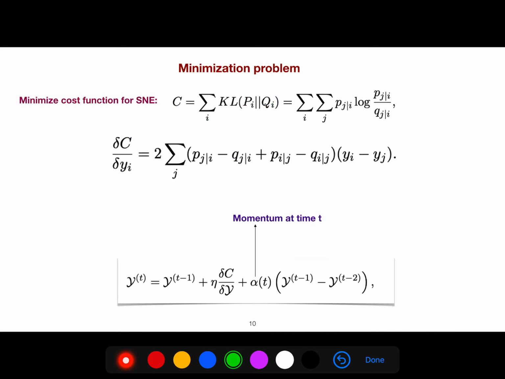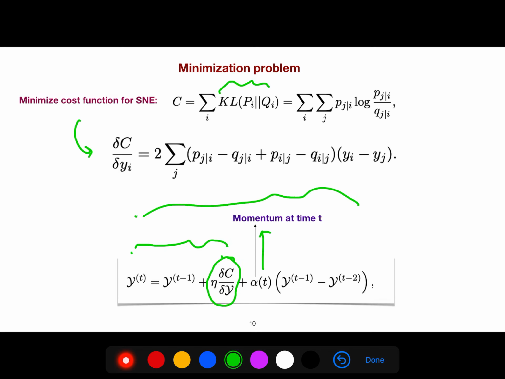And so we want to minimize the cost function for SNE. This is the Kullback-Leibler divergence between distribution P and Q. So if you take the derivative, because you need it in the gradient descent algorithm, this part is just the momentum. So this part is just the gradient descent, and this is an advanced gradient descent. Think about it like that.